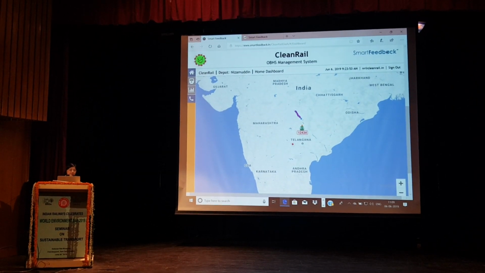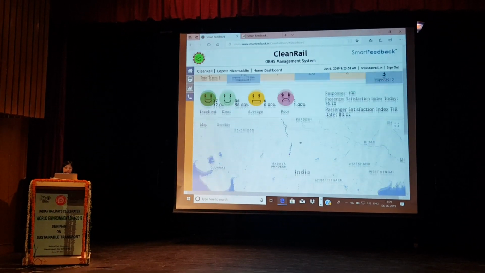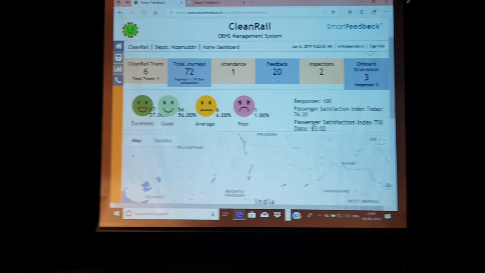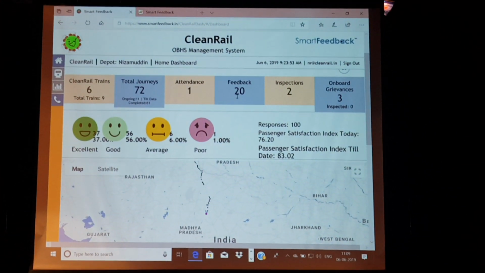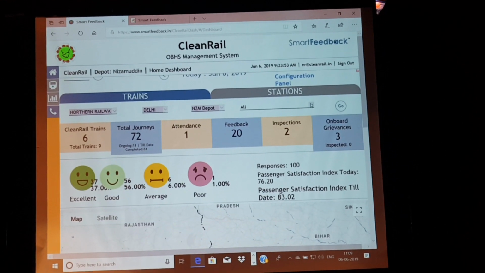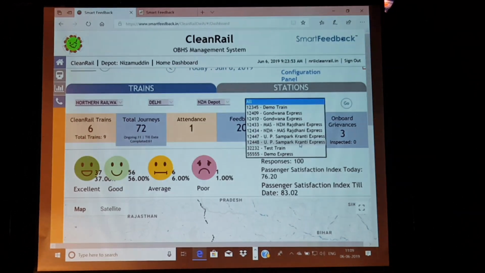This is the live dashboard of the Chennai Rajdhani, and as you can see, if we look at the train, there have been... I will actually go and choose the specific train that we are talking about.